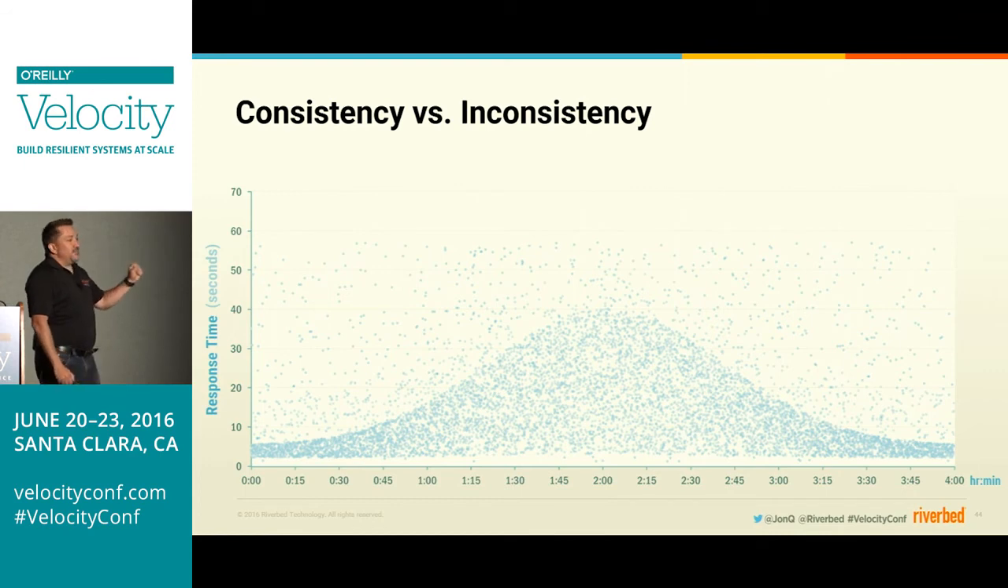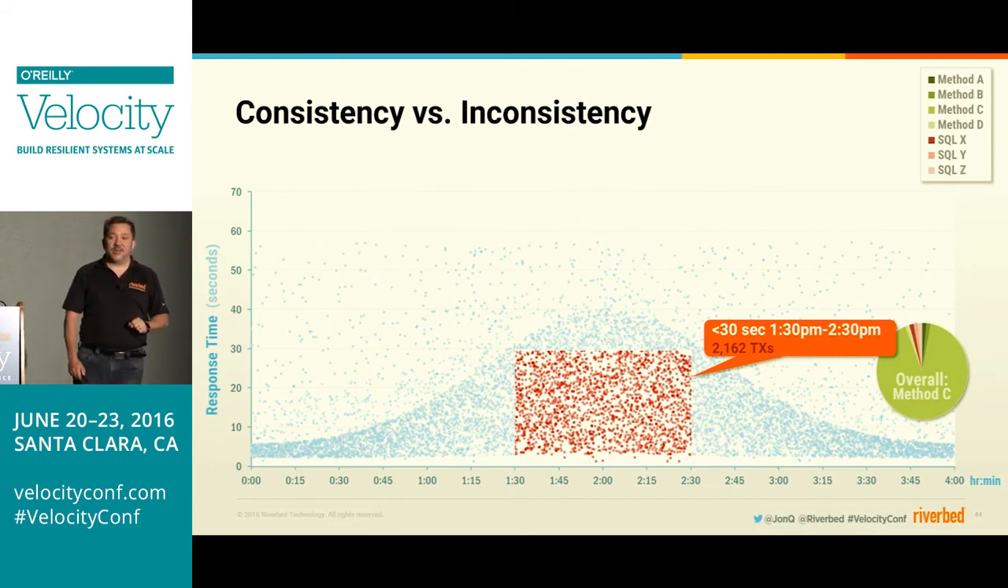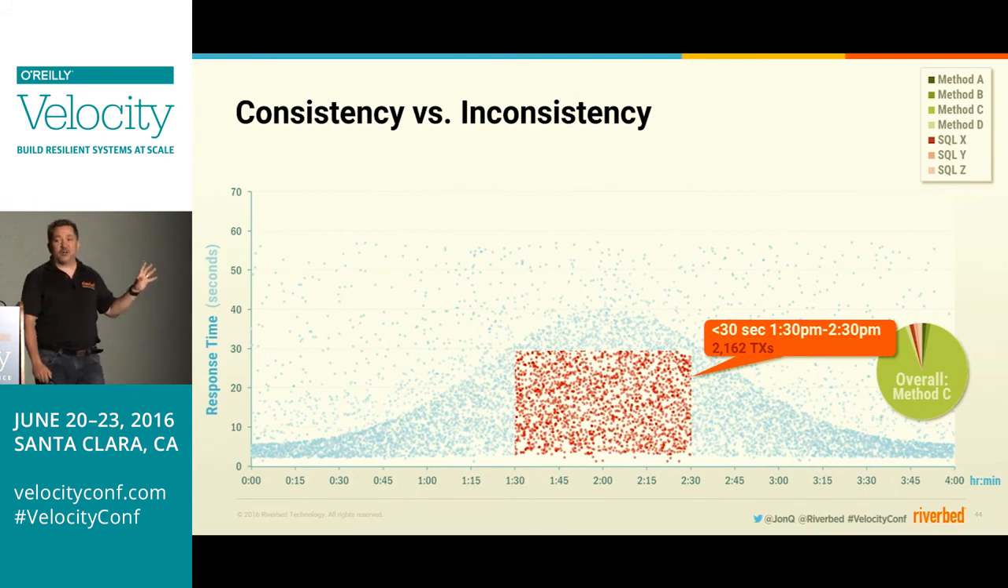So phantoms are all about consistency and inconsistency. If I look at this subset of the population, and for thousands of transactions, the overall delay is method C, there's a pretty good chance if I fix C, I'll fix all of those.